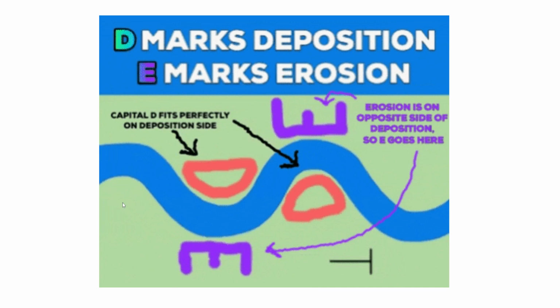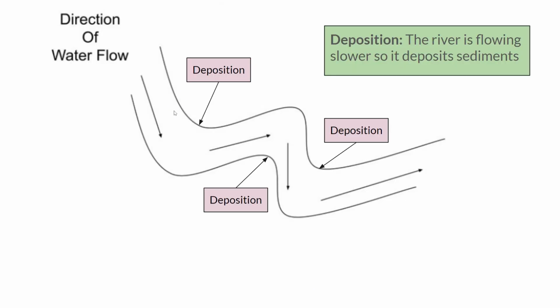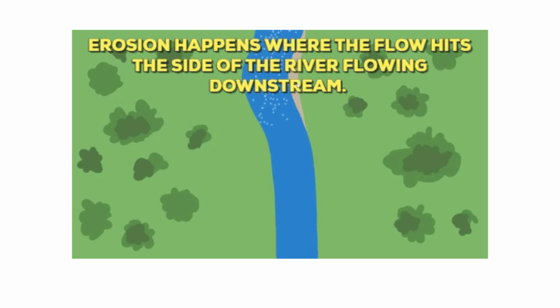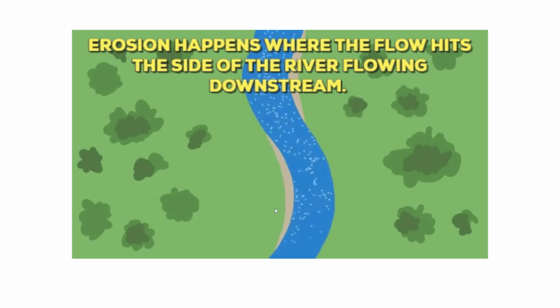If I drew a capital D over here, deposition would happen here because a capital D, just like here, would fit here. I know deposition would also happen here because I could fit a capital letter D right here, just like here. So wherever your capital D fits perfectly is where deposition is happening. Where it's not is where erosion is happening. So that's why if I have a curvy river, deposition is where the river is flowing slower, so it deposits sediments. So that's a key thing to remember. The reason the river is starting to deposit sediments on this part of the stream, and then here in this part of the stream, is because the river starts to slow down in those areas.